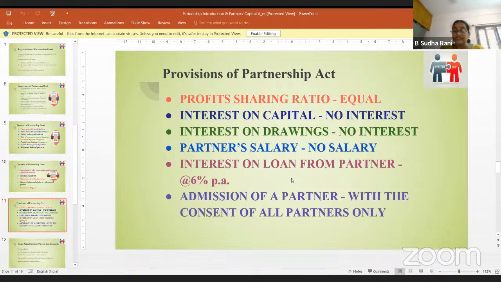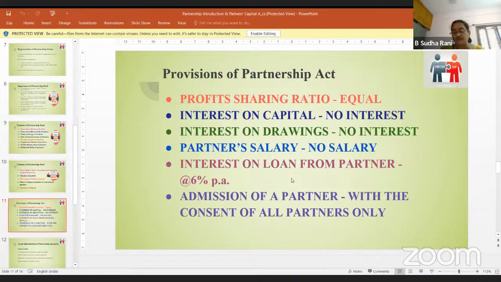The Partnership Act says, in any case, if any firm does not have a deed, that is, a written agreement regarding the terms and conditions of the business, then they are supposed to follow the following provisions that are made by the Act. Okay, so as per the provisions of the Partnership Act, if a deed is absent, then the partners are expected to follow these rules. Let us see what those are.